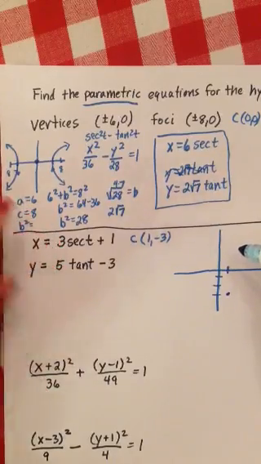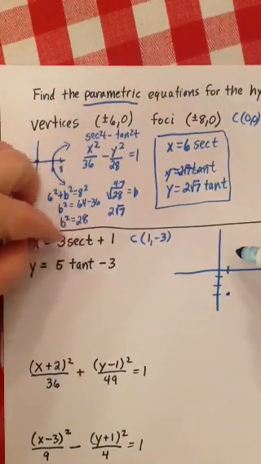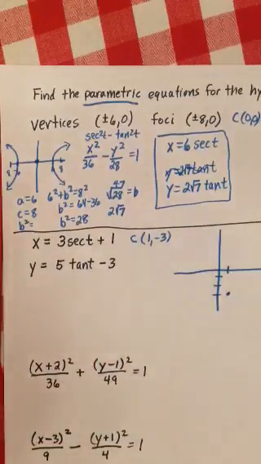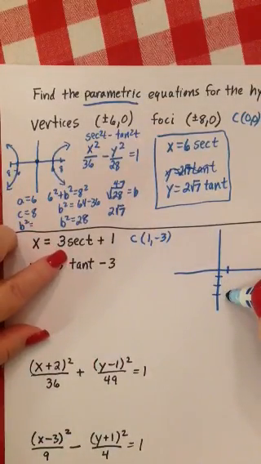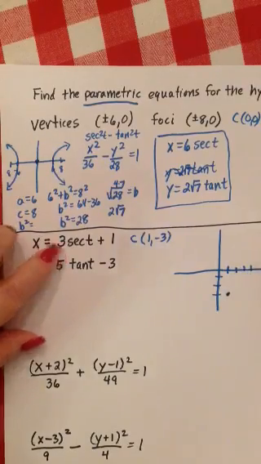Because it always goes, remember when we did this one, secant was first. So if x goes with secant, that means the x is going to go first, which means it's going to be horizontal and open horizontally. So from my center, the distance A is going to be 3. So I go 3 units.